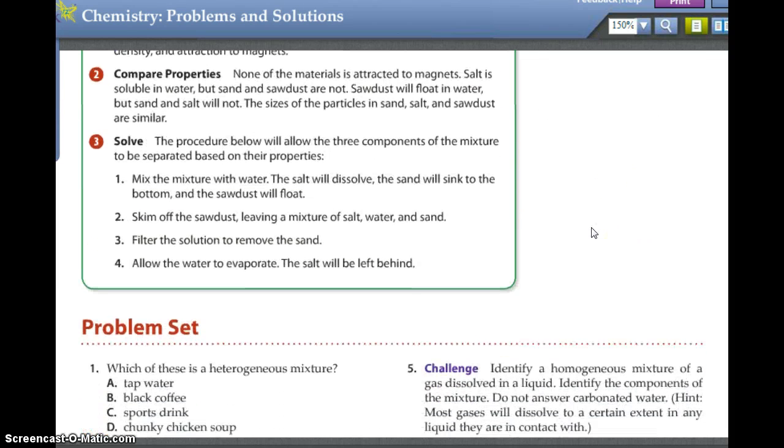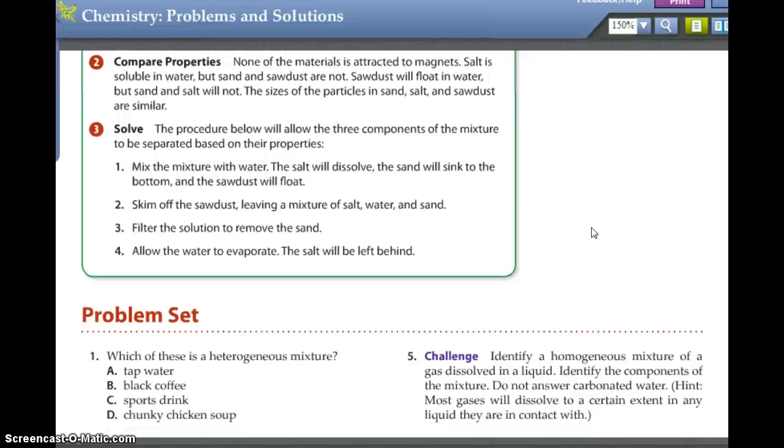All right, question 1. Which of these is a heterogeneous mixture? Tap water, black coffee, sports drink, chunky chicken soup? Answer is D, the chunky chicken soup. So the word chunky should have given it away. If it has chunks or each bite can be different, then it is heterogeneous.